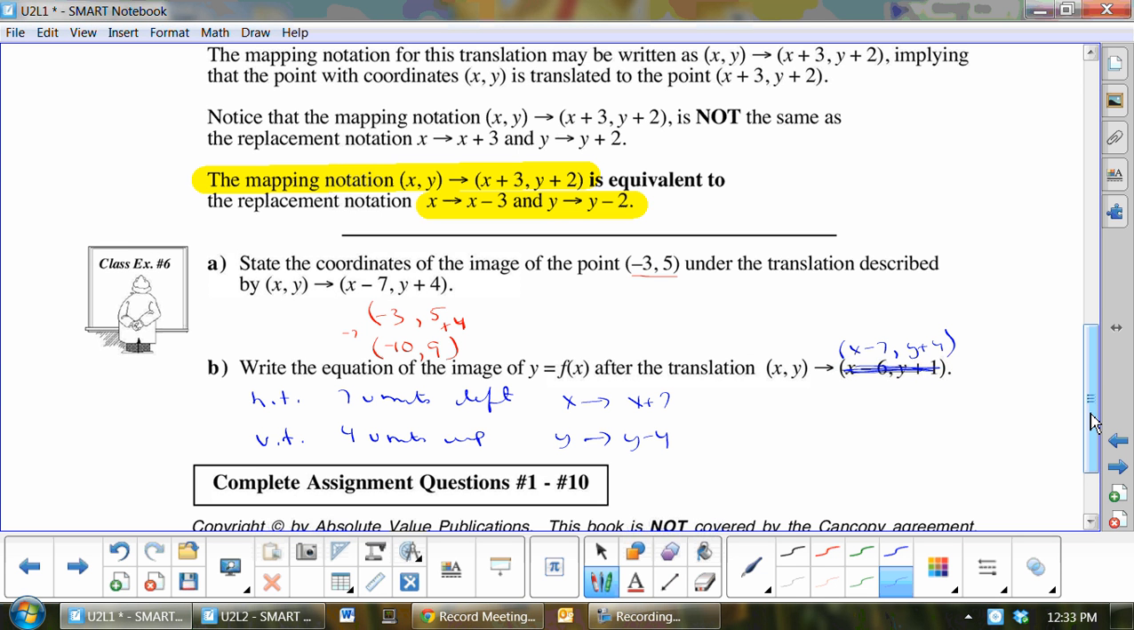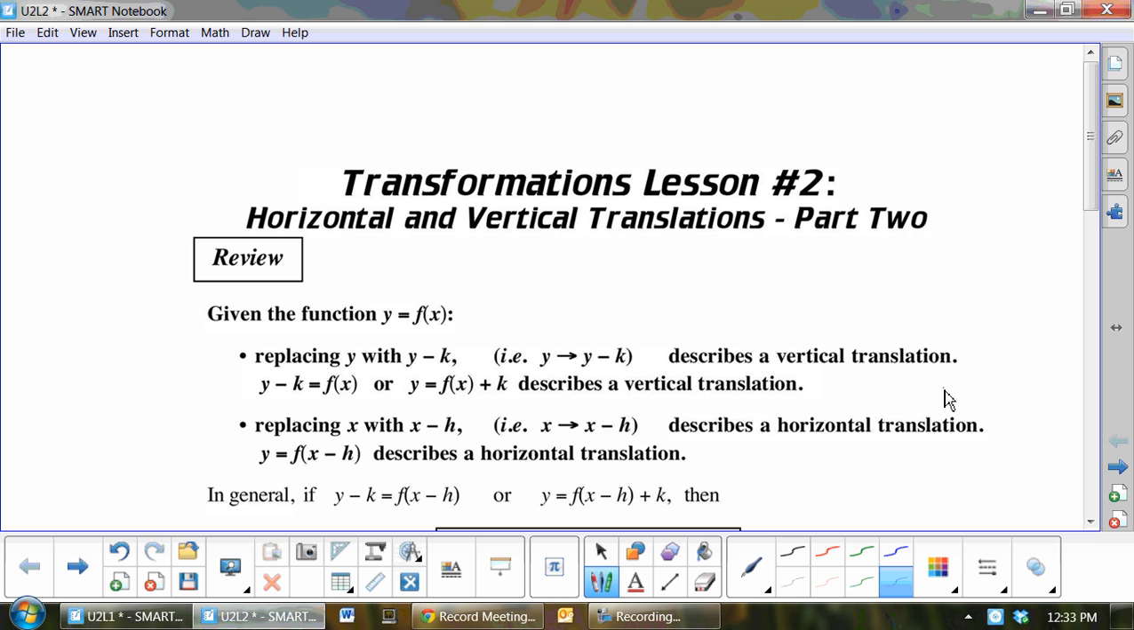So my equation to be able to move -3, 5 to the same spot would be y minus 4 equals f of x plus 7. Or y equals f of x plus 7 plus 4. Okay, so mapping rule in many senses could almost be said to be opposite to the substitution rule, or the replacement notation. So we're doing 1 to 10 there. Okay, and let's go to next notes, lesson 2.